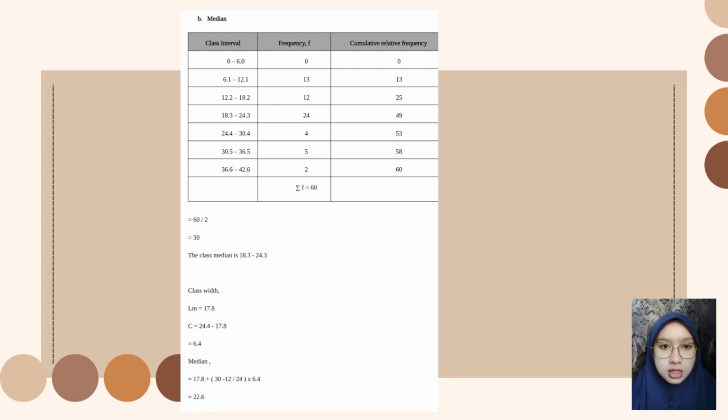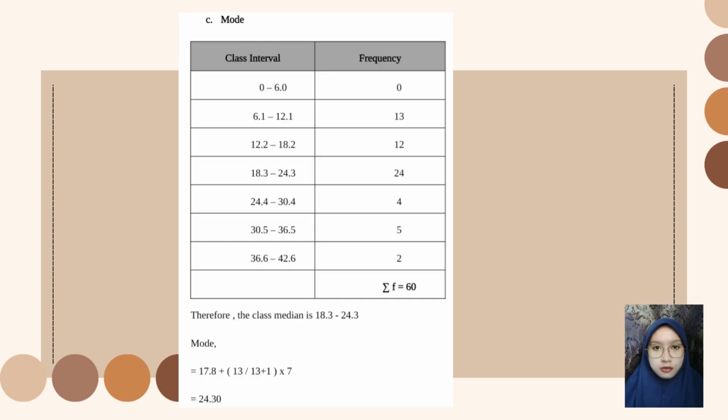So, the median: 17.8 plus 13 minus 12 divided by 24, then times 6.4 equal to 22.6. For the mode table, refer to the table, therefore the class is 18.3 until 24.3. The mode: 17.8 plus 13 divided by 13 plus 1, then times 7 equal to 24.3.